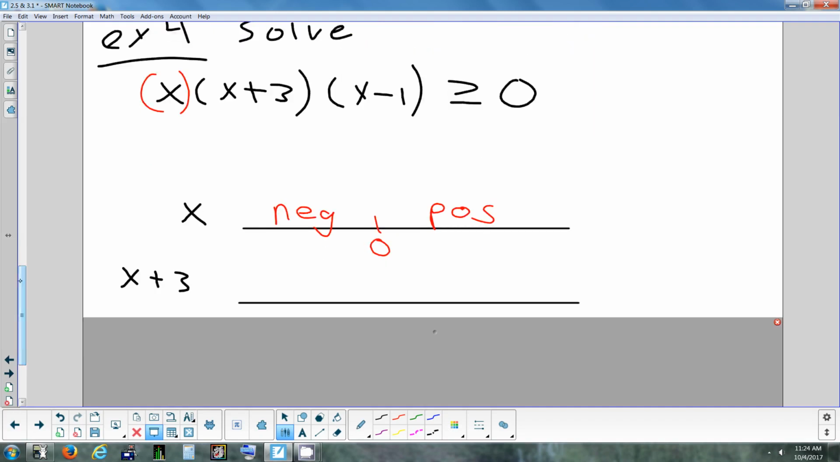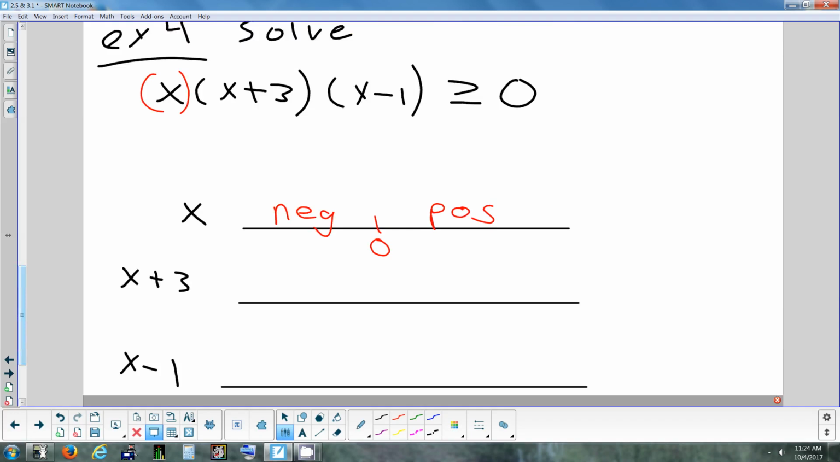Okay, let's check x plus 3. Hannah, what would be the root or the 0 for x plus 3? -3. Again, these number lines are not to scale. Don't compare this one to the one above it. They're 3 separate number lines. And then if you plug in a number smaller than -3, what would the result be just right there? A negative. And what if you plug in a number bigger than -3? Positive.